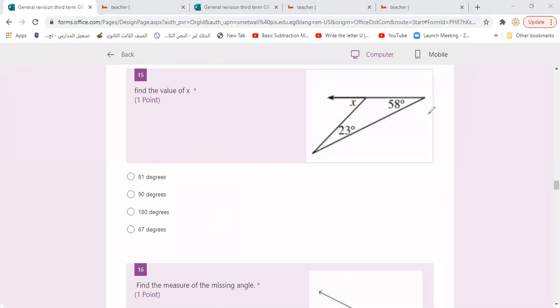If I put letters here, so this is A, B, C, and D.